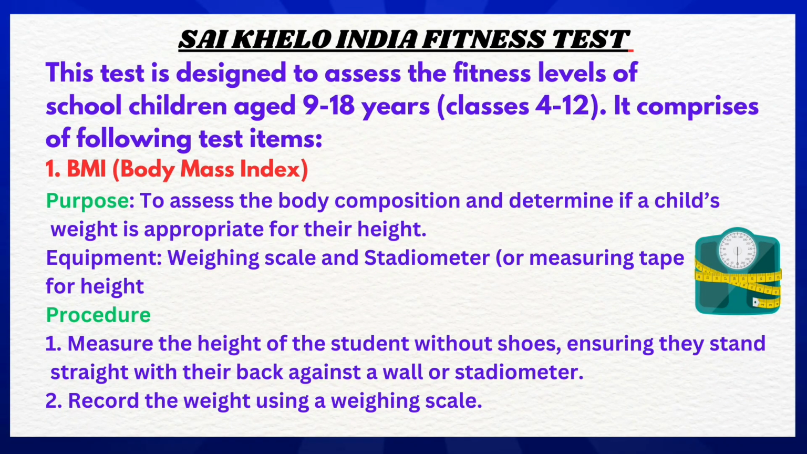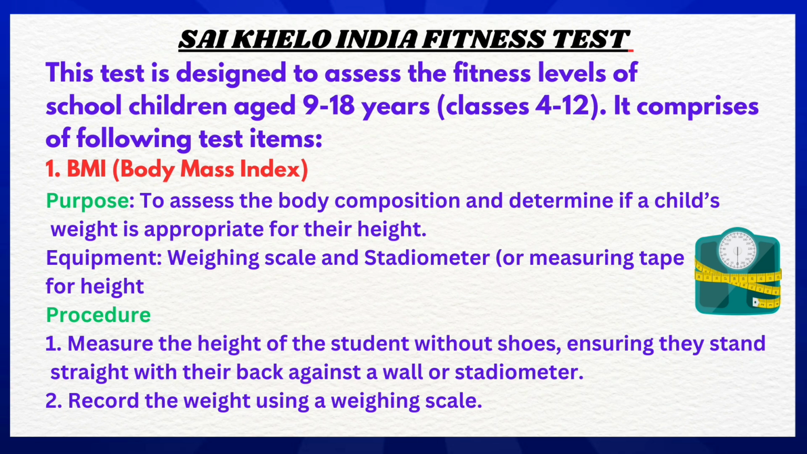The SAI Khelo India fitness test is designed to assess the fitness levels of school children aged 9 to 18 years, classes 4 to 12. It comprises of following test items. 1. BMI, Body Mass Index. Purpose: to assess the body composition and determine if a child's weight is appropriate for their height. Equipment: weighing scale and stadiometer, or measuring tape for height.